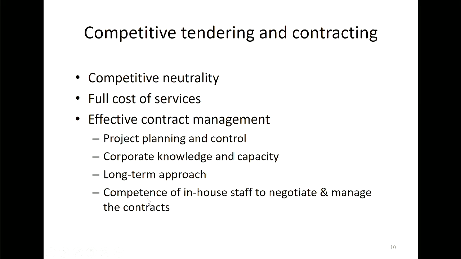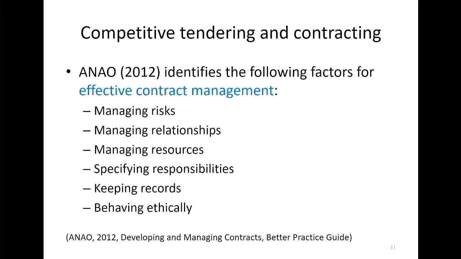Right. So related to that is the competence of in-house staff in negotiating and managing some of the contracts, right? So there's quite a number of issues relating to the capabilities of the government agencies. Okay. And ANAO in 2012 also identifies some factors, right, for effective contract management. So the first one is managing risk, right? So managing risk is quite important, right, in terms of identifying the risk and also mitigating the risk. So what kind of risk might be involved in a contract?